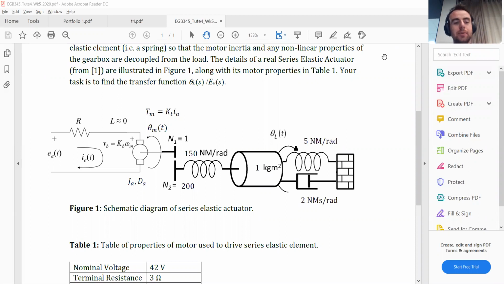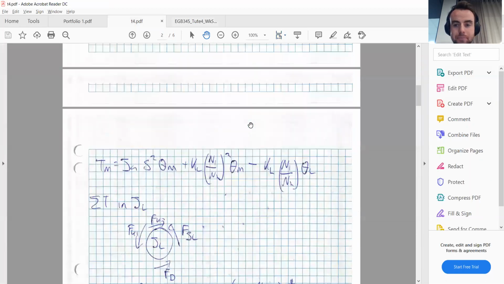As you can see in the PDF before me, this is the question that's been given. The question is to find a transfer function θL with respect to EA, where θL is the rotational motion of JL, the mass here, and EA is the voltage dropped through the circuit. I'll now go across to my answer.